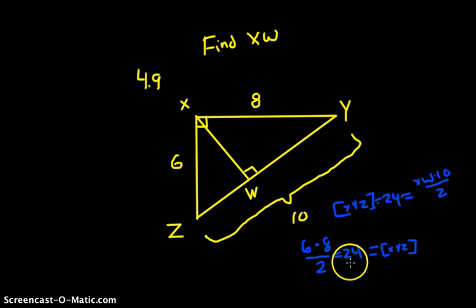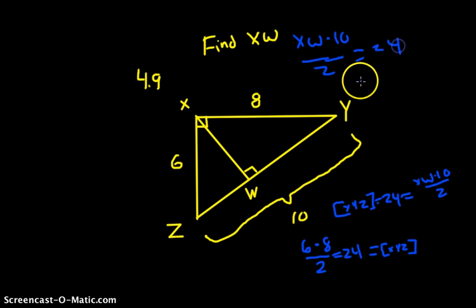So 24, which you get by using this as the base and this as the height, has to be the same area as XW as the height and ZY as the base. So that area just has to be the same as 24. So the way you would do this is XW times 10, which is the base, over 2 is equal to 24. So then you have XW times 5 is equal to 24.